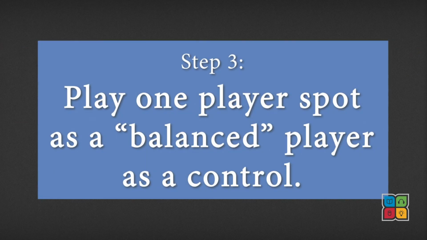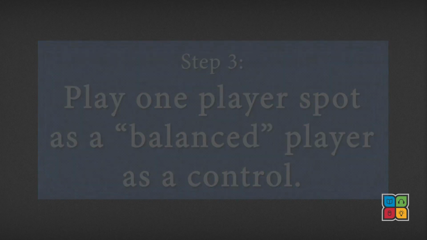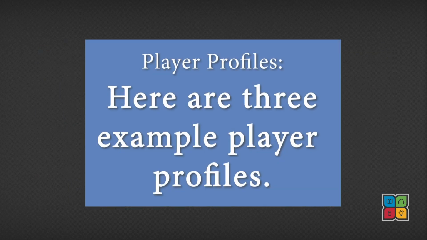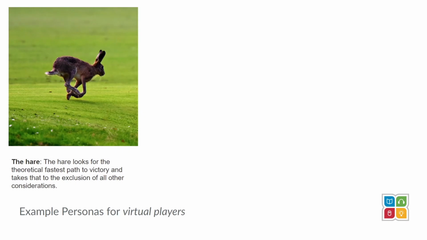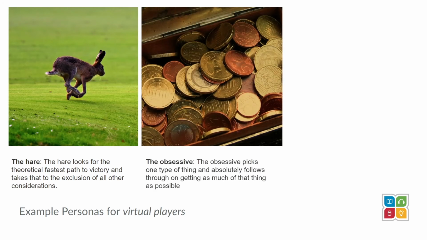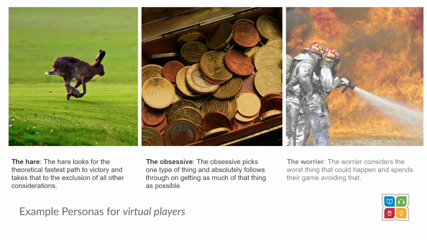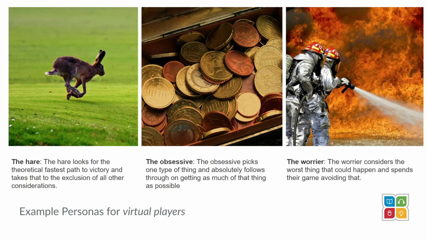Balanced. This is your default station or your control group where you approach the game without slants toward any extremes. Hare. The hare tries to win as fast as possible. They take risks and rarely strategize in the long term, instead focusing on immediate gains. Obsessive. The obsessive focuses on a single aspect of the game and pursues it as much as possible. Worrier. The worrier focuses on avoiding negative consequences more than making gains.